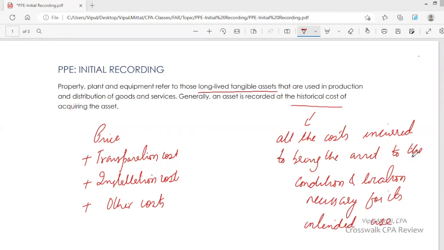So you acquire an asset and all the costs that you incur to bring it to the condition and location necessary for its intended use, that is the cost that you capitalize. That is the cost at which the asset is recorded. And this cost includes a lot of things. It includes the invoice price. It includes other costs that you have incurred, installation cost, repair cost, transportation cost to make the asset fit for the intended use. All right. But this is a general rule. It is not that you always record it at cost.